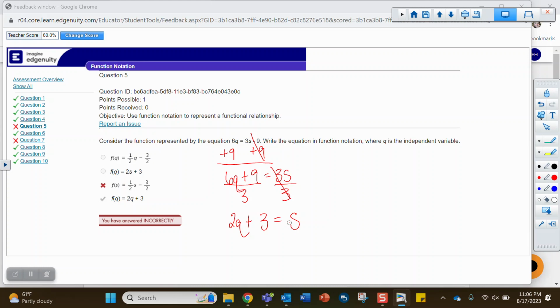So if you can remember slope-intercept form, y equals mx plus b, remember that x is your independent variable and y is your dependent variable. So that means when you're solving with q as the independent, we want q here, and then we want s here, so you're solving for s.